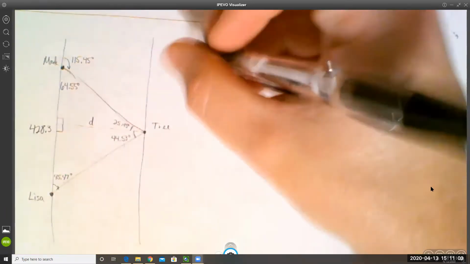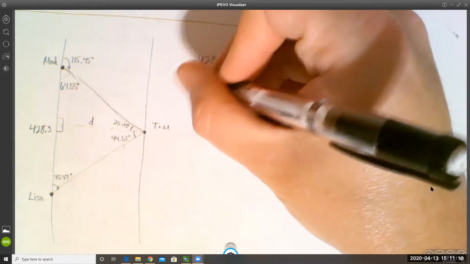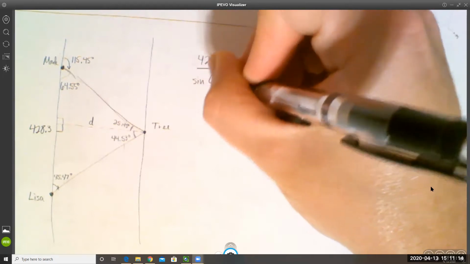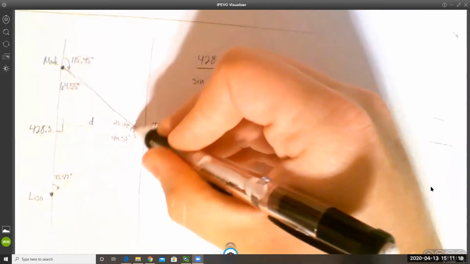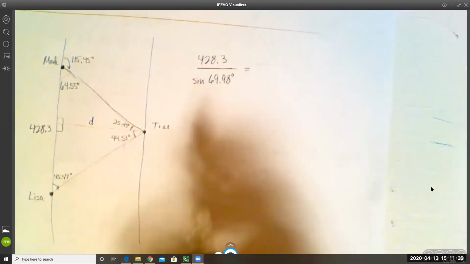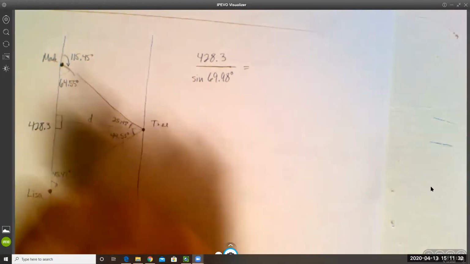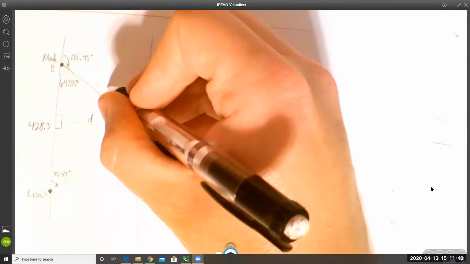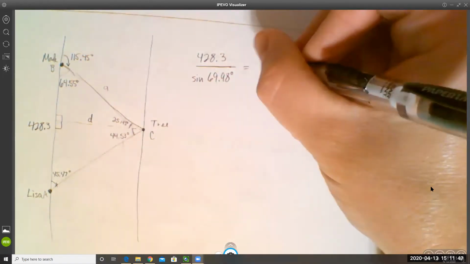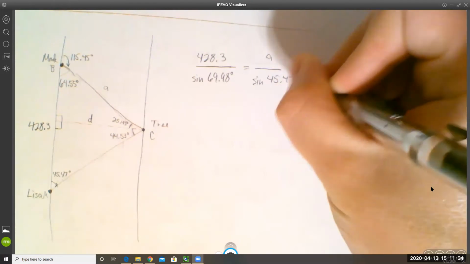So then I could say something like 428.3 over sine of 69.98 degrees. Again, that's the total angle there. So I have this over that angle equals, let's call this A. So this is A over sine 45.47 degrees.